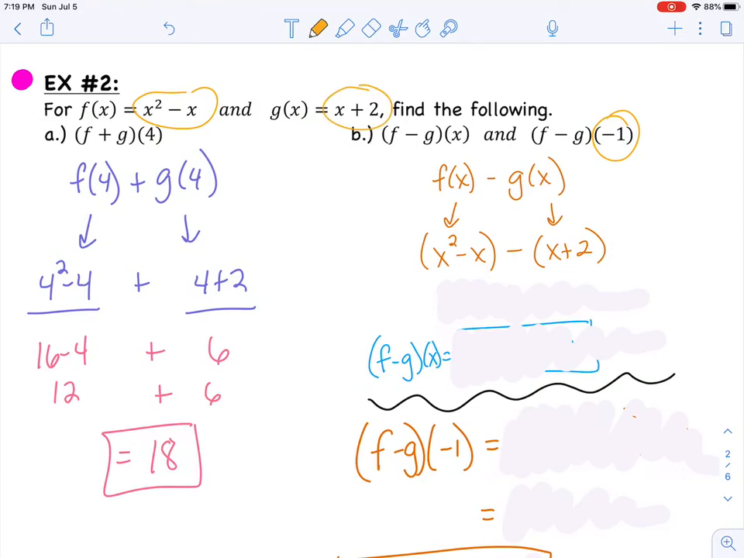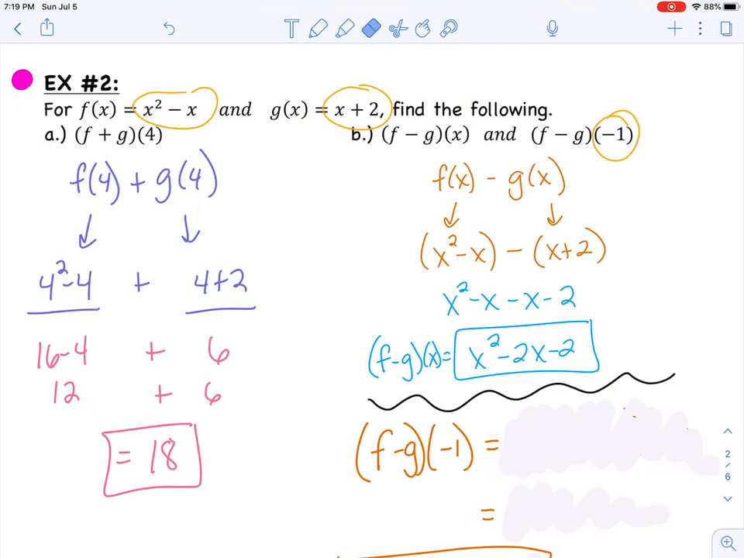Now be careful, you notice that I put it in parentheses? That's really important, especially if we're subtracting, because I need to make sure that I distribute that negative, because I want to subtract all the terms in g, not just the first one. So making sure you distribute the negative, then we can combine like terms and say that f minus g of x is really x squared minus 2x minus 2.